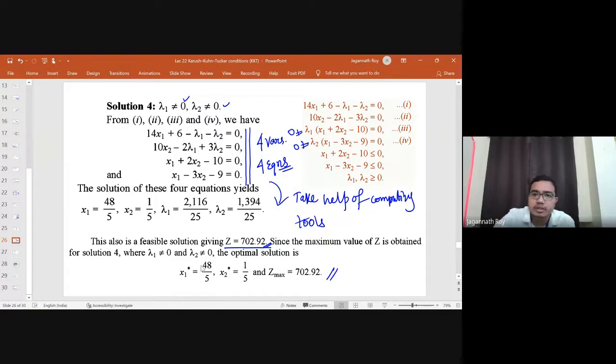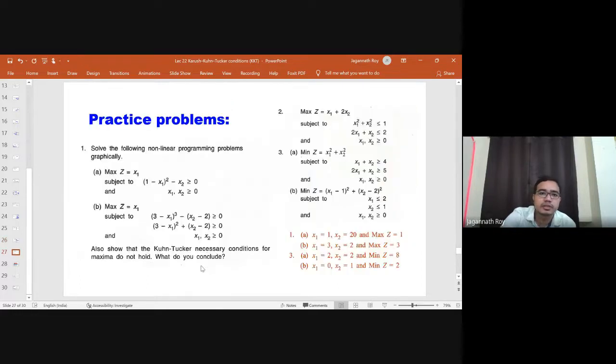Remember, this is plus. So try to solve it. Try to verify the results, and these are for your practice problem. I would say verify the results.